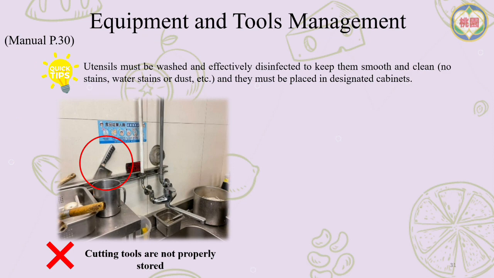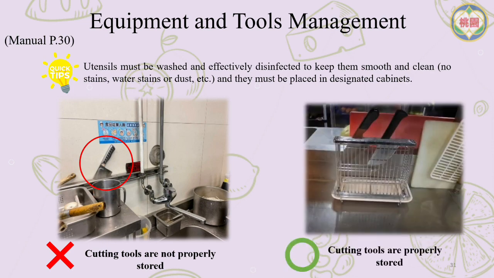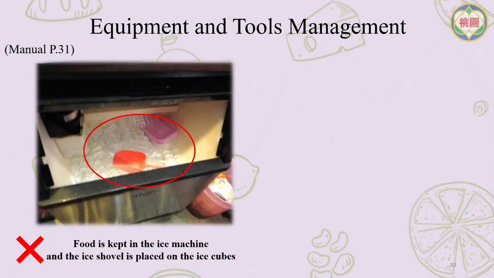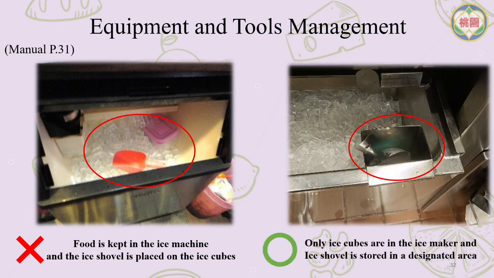Also, another note to pay attention to is that utensils must be washed and effectively disinfected to keep them smooth and clean without stains, water stains, or mold, and they must be placed in designated cabinets. One other mistake is shown on page 31 of the manual. In the left picture, the food is kept in the ice machine and the ice shovel is placed on the ice cubes. It should be improved so that only ice cubes are in the ice maker, and the ice shovel is stored in a designated area. Other examples of mistakes can be found on pages 29 to 31 of the manual.